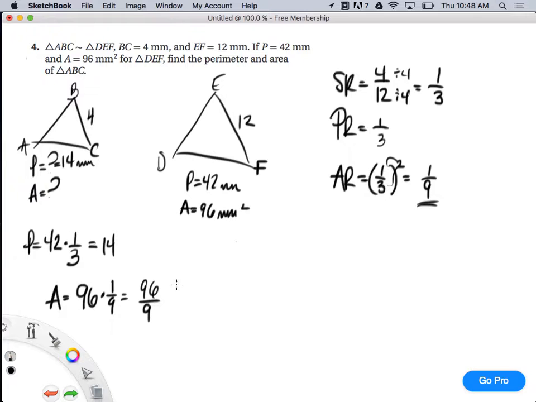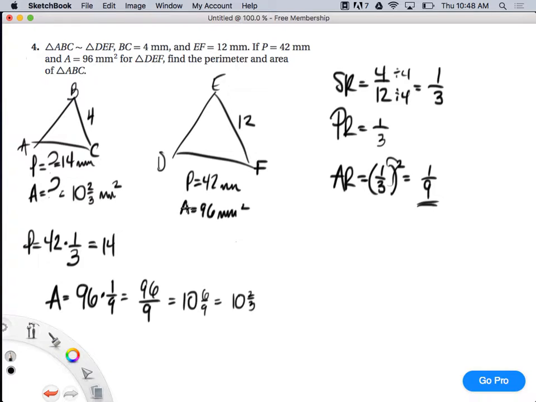And you could turn this into a mixed number. It would end up being 10 and 6/9, which is equal to 10 and 2/3. So 10 and 2/3 millimeters squared is my area.